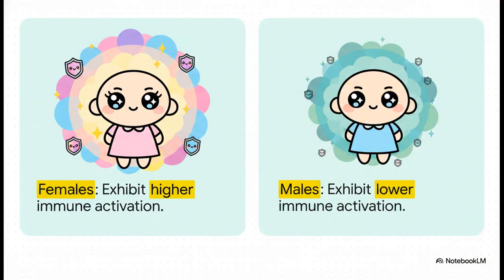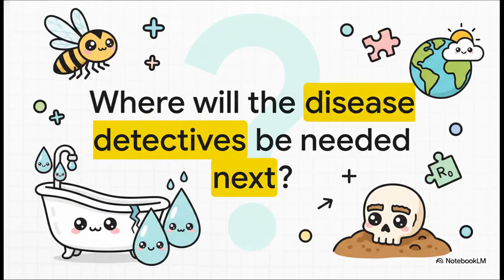And beyond ancient DNA, there's one last biological clue we need to talk about: biological sex. It plays a massive underlying role in viral spread and severity. See, immune cells actually express sex steroid receptors, and those regulate gene expression. Because of this, biological females generally exhibit higher immune activation, while biological males exhibit lower immune activation. It means our disease detectives absolutely have to factor in biological sex when they're mapping out the morbidity and mortality of an outbreak.